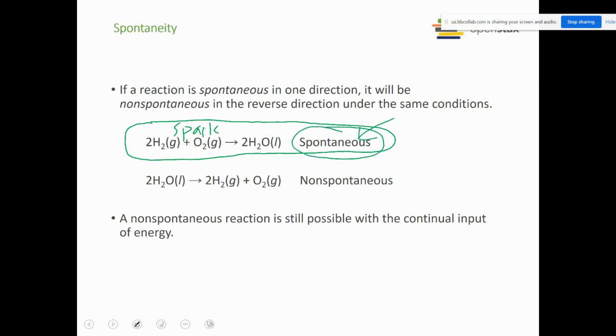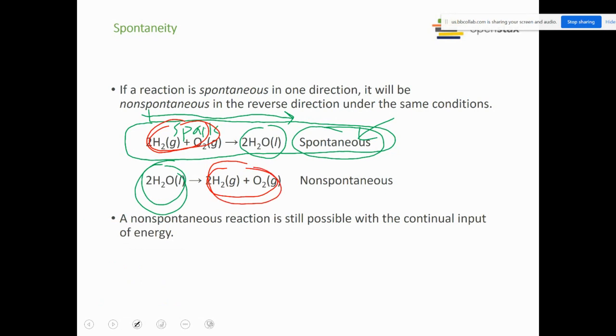Now the reaction that is spontaneous in one direction, because remember, to go from here to here it was spontaneous, is always non-spontaneous in the other direction. Basically, what I did was I took my product and made that my reactant, then I took my reactant and made that my product. So do you see what I mean by reverse reaction? Since the forward reaction was spontaneous, the reverse reaction must be non-spontaneous.